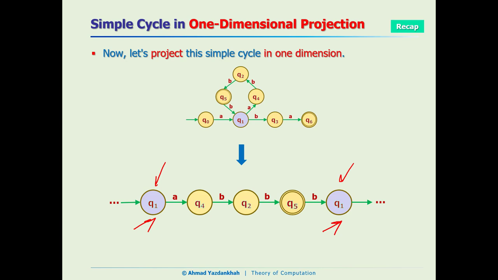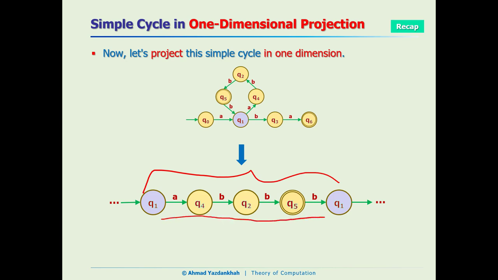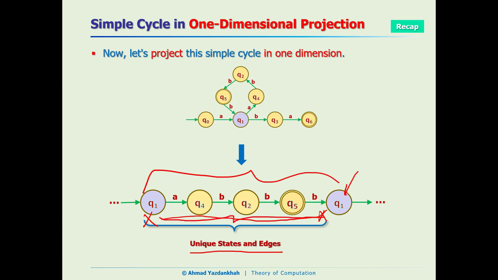Okay, the important point here is if we have a simple cycle here, then all of these edges and all of these states are visited uniquely. So in fact, we have unique states and edges from here until here, because this guy is the only state that is visited twice. This is a very important point. All of these edges and states are visited uniquely.